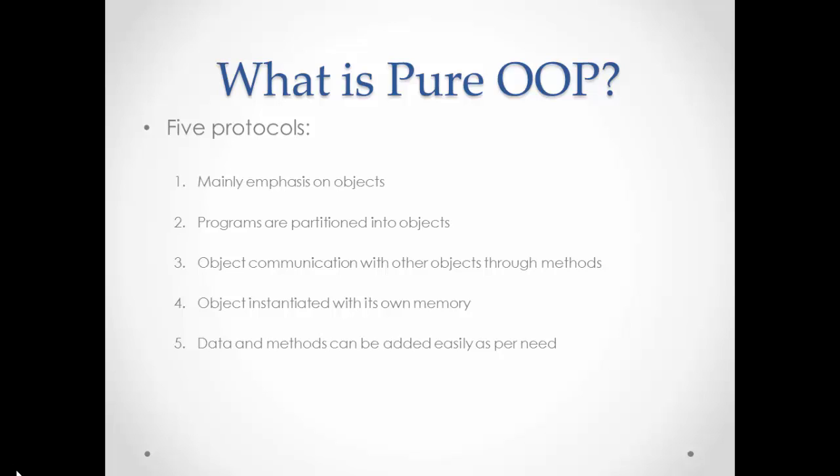So what is pure OOP? There are some protocols that need to be followed when you say a program is pure OOP. First of all, you find out whether the program follows these 5 protocols. First protocol, the objects: there should be emphasis on objects. Programs are partitioned into objects. Objects communicate with other objects through methods. Objects are instantiated with their own memory. Data and methods can be added easily as per need. So these are the 5 protocols.